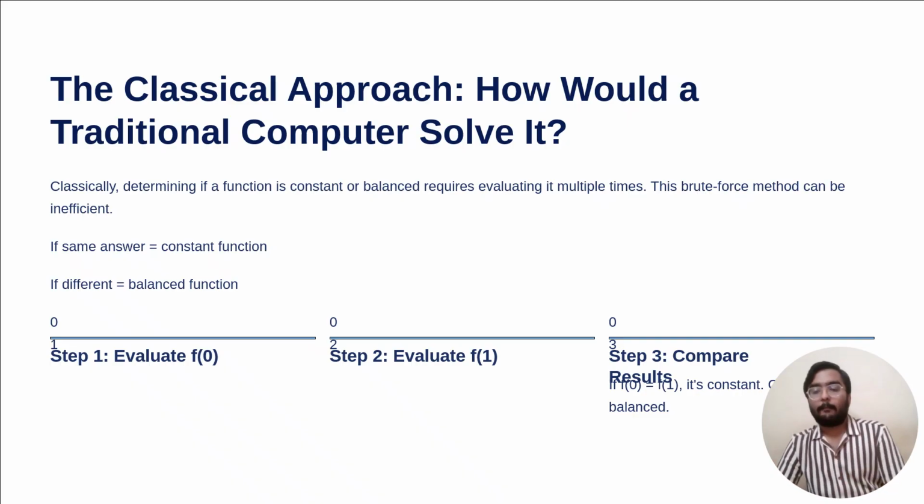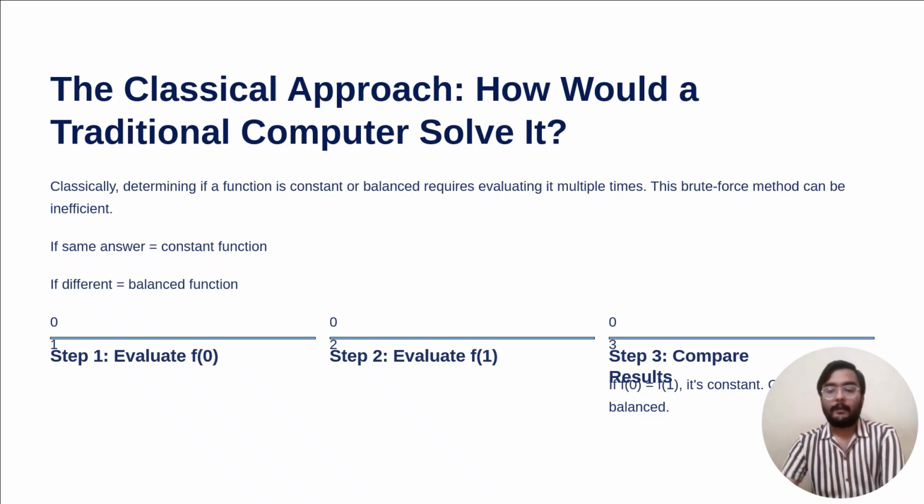Our task is to decide if this function is constant or balanced. A classical computer has only one way to be sure. First, call the function with 0 and note the output, f of 0. Then call the function with input 1 and note the output, f of 1. Now it compares these two results. If f of 0 and f of 1 are the same, the function is constant. If f of 0 and f of 1 are different, the function is balanced.